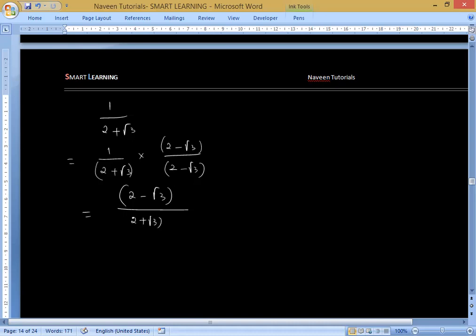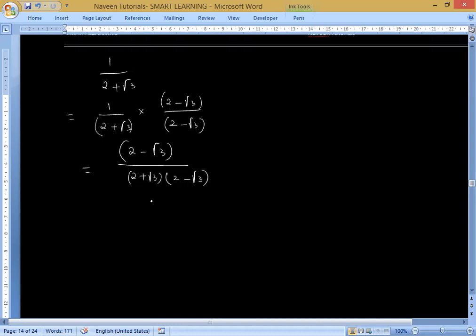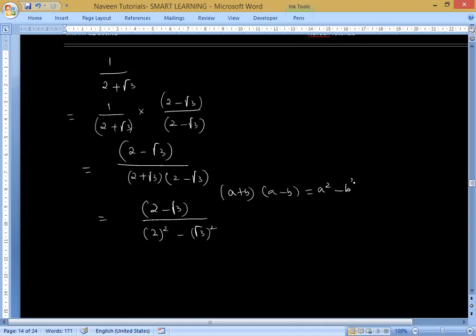2 plus root 3 into 2 minus root 3, right? Then 2 minus root 3 by a plus b into a minus b. And what is the formula? a square minus b square. a plus b into a minus b means a square minus b square.